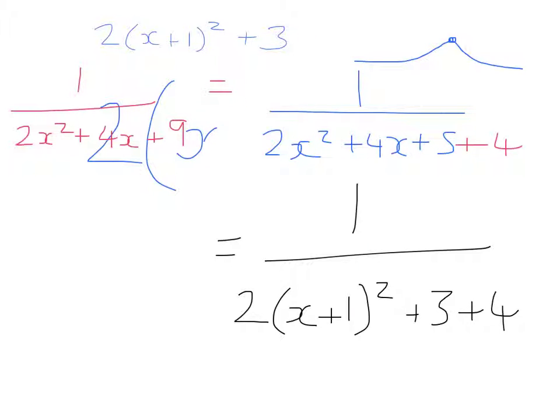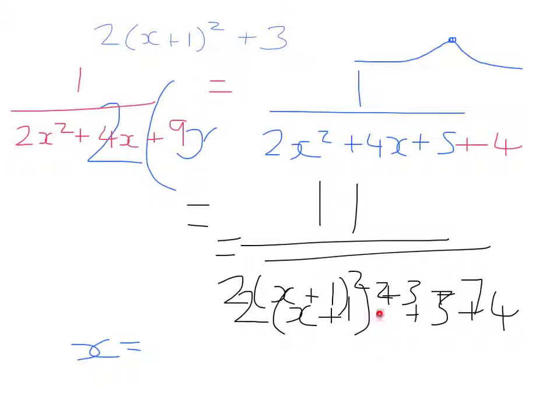And the same is true as before. How do I make this bracket equal to 0? Well, that would be when x equals minus 1, and then y is whatever is left over. So once this is equal to 0, 2 times 0 would be 0, and then you get 1 over 3 plus 4, so y would be equal to 1 over 7.